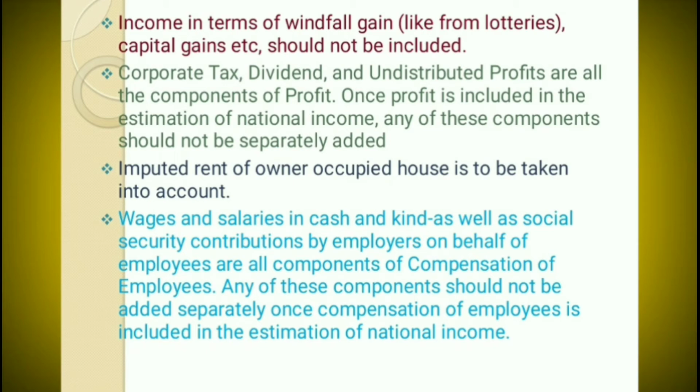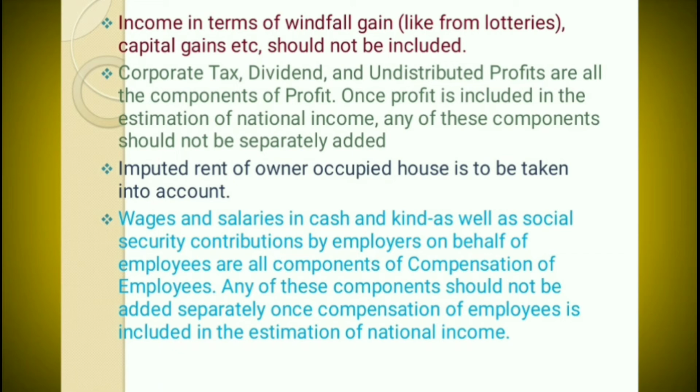Okay, next, corporate tax, dividend and undistributed profits are all the components of profit. Once profit is included in the estimation of national income, any of these components should not be separately added. That we already discussed. If you get profit, then don't bother about undistributed profit, dividend, corporate tax, etc., because all these things are included in profit. Next one, imputed rent of owner occupied house is to be taken into account. Owner occupied house rent also will be considered.